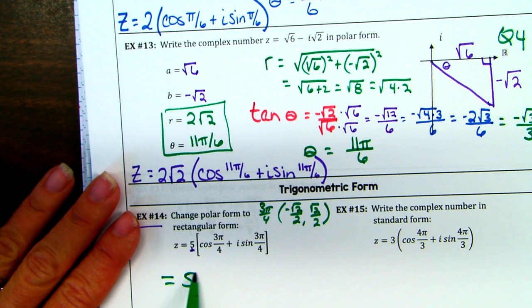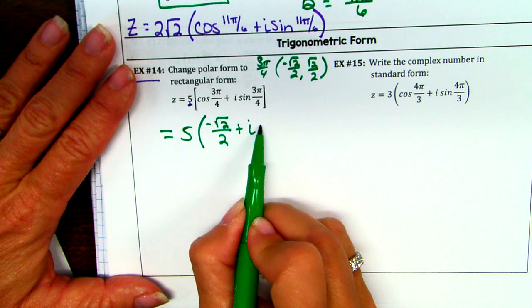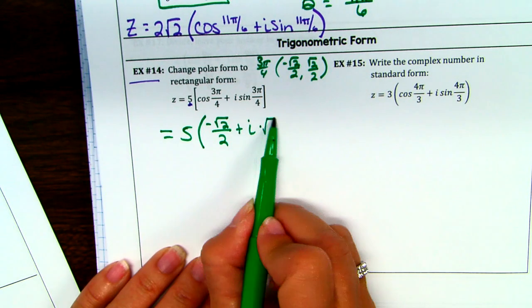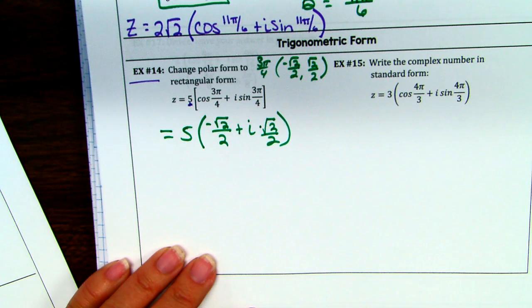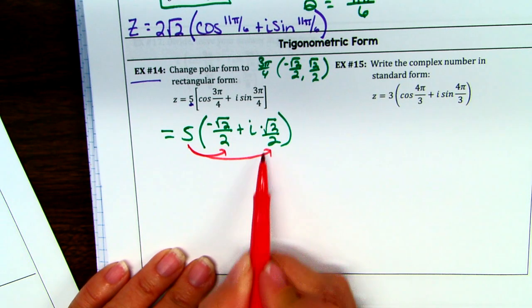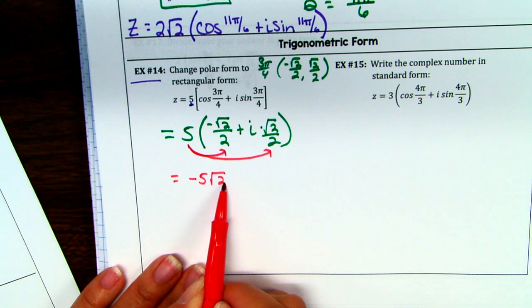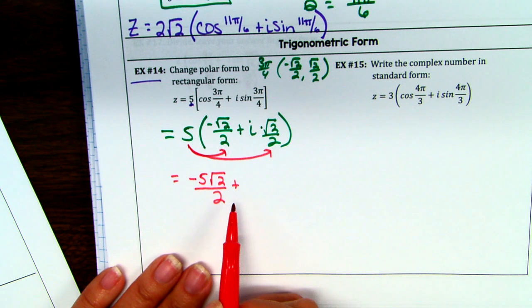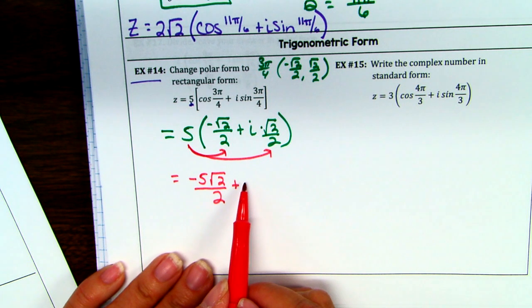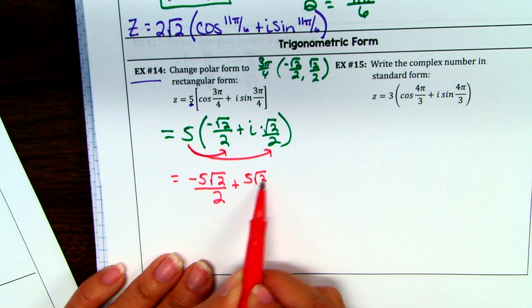So I would have 5 times cosine of 3 pi over 4 is this, plus i times sine of 3 pi over 4 is that. And let's just distribute. So I would have negative 5 square roots of 2 over 2 plus, you can keep the i in the front, you can put the i in the back, as long as there's an i, that's what matters. 5 square roots of 2 over 2.